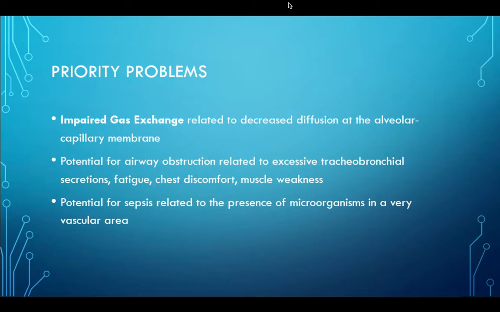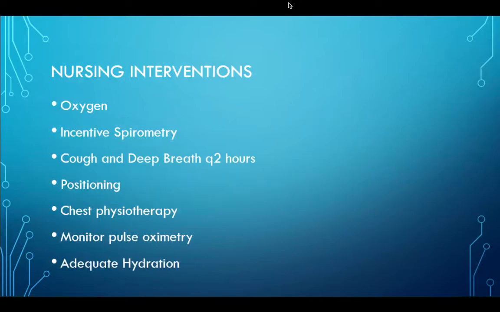So what are our priority nursing issues? Impaired gas exchange because of the decreased gas exchange at the alveolar capillary membrane. They have a potential for an obstructed airway due to the secretions, muscle weakness, fatigue. They also are at risk for sepsis. So what do we do for these patients?